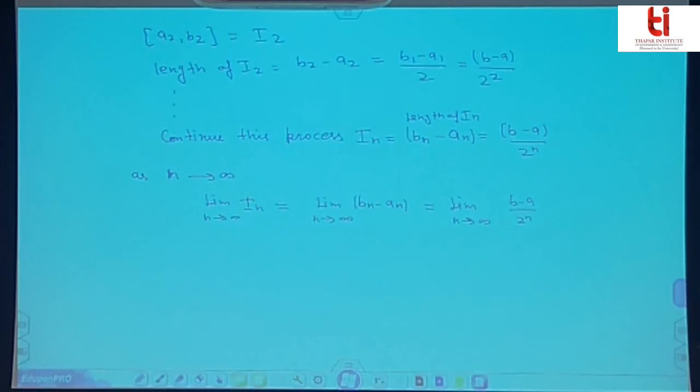We will continue this process till we get Bn equal to An. That means we are moving toward a single point. So what we are doing here, we are dividing the interval AB into half of that interval, and we are continuing this process. Ultimately, we are getting a very, very small interval containing a single point. That means we are getting Bn equal to An, moving toward the root alpha. So the limit of the length of In is equal to 0, since 2 raised to power n is in the denominator as n tends to infinity. So a very, very small interval containing a single point.